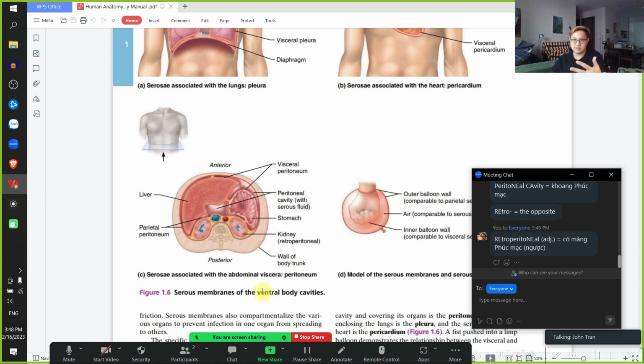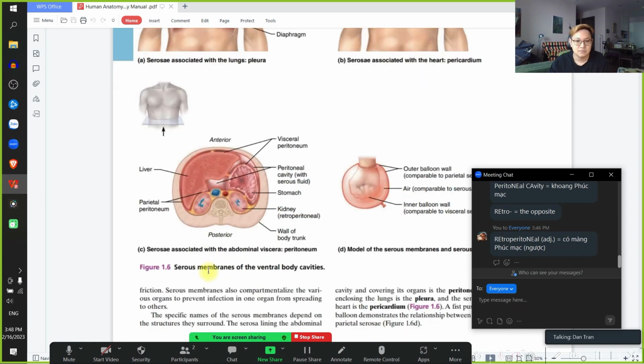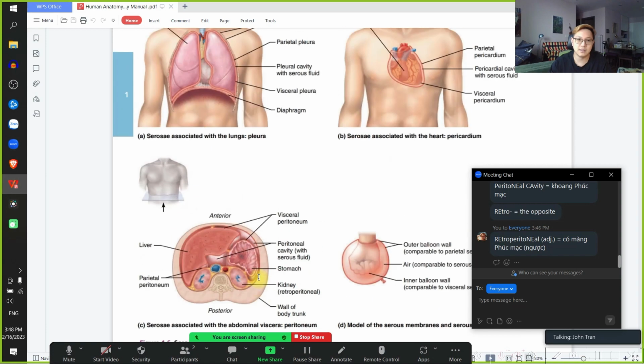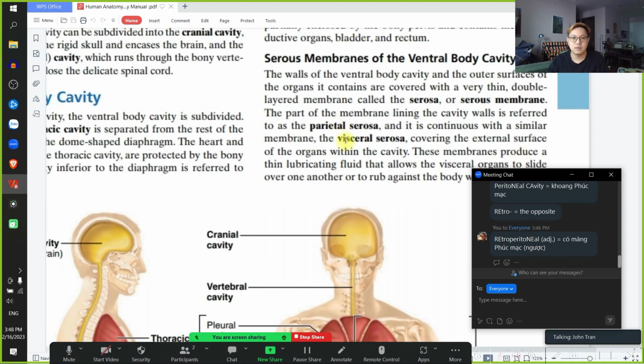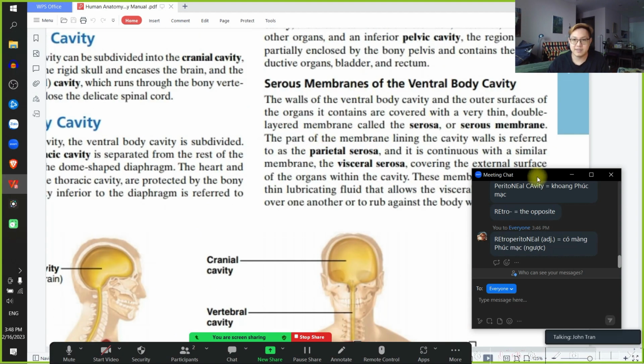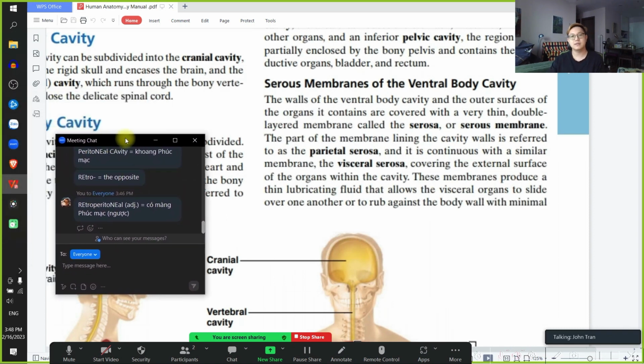Anterior, or ventral. Yeah, ventral, not dorsal. Okay, what did we say here? The walls of the ventral body cavity and the outer surfaces of the organs it contains are covered with a very thin double layer membrane called the serosa or serous membrane.